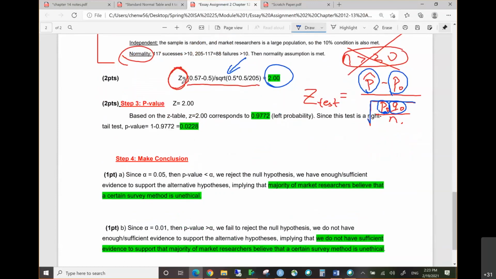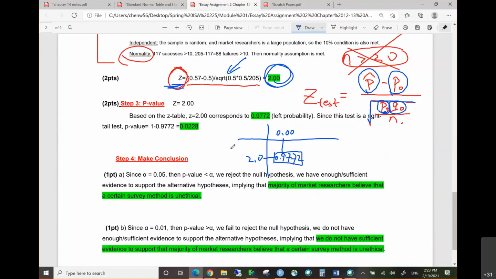since you have the z-test statistics, how to find the p-value? We say z-test statistics always goes to the z table, right? We have the z-test statistics 2.0, so it will be 2.00, right? So that will be here, which is 0.9772. Is this your p-value?